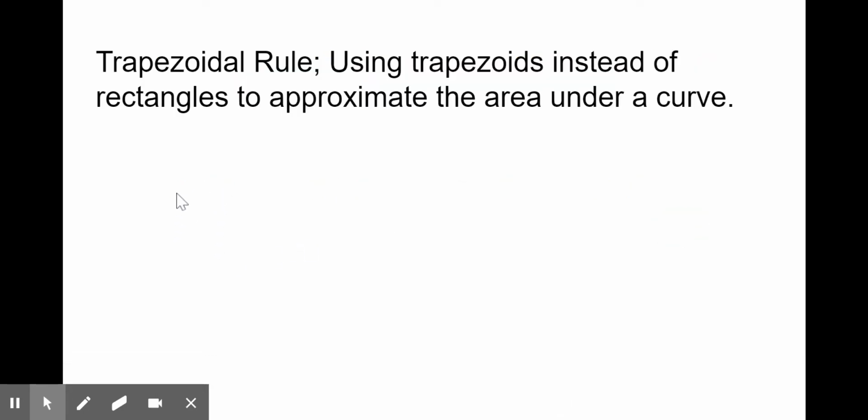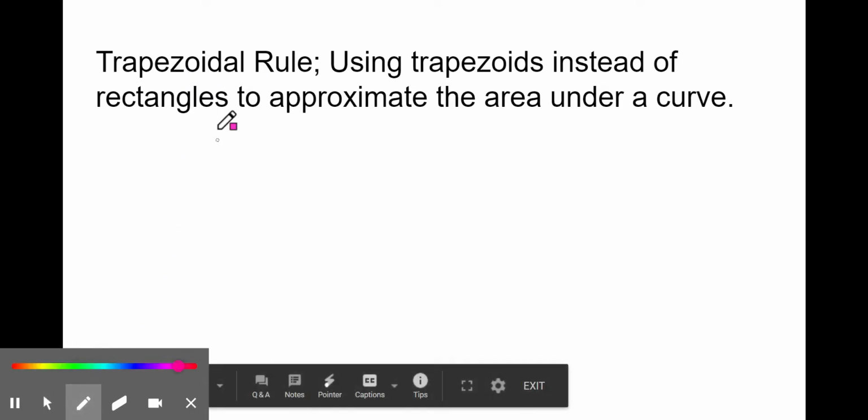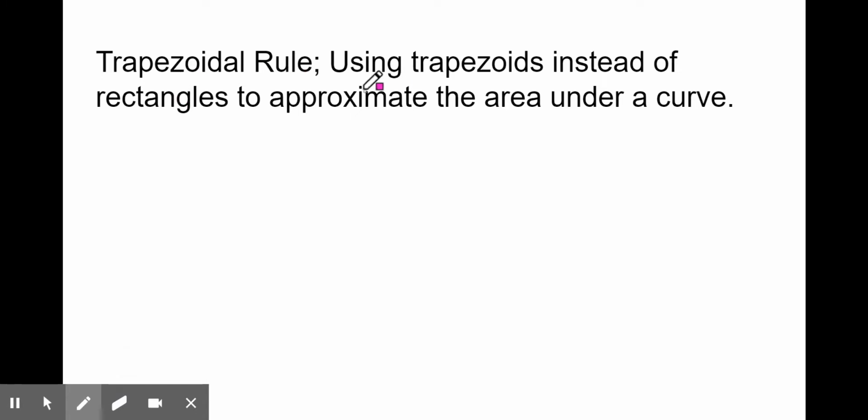All right, now let's go on to the trapezoidal rule. I think I may have just said trapezoidal rule a minute ago, but the midpoint rule is what we were talking about a minute ago. All right, so the trapezoidal rule involves using trapezoids, obviously, instead of rectangles to approximate the area. So let me show you what that looks like.